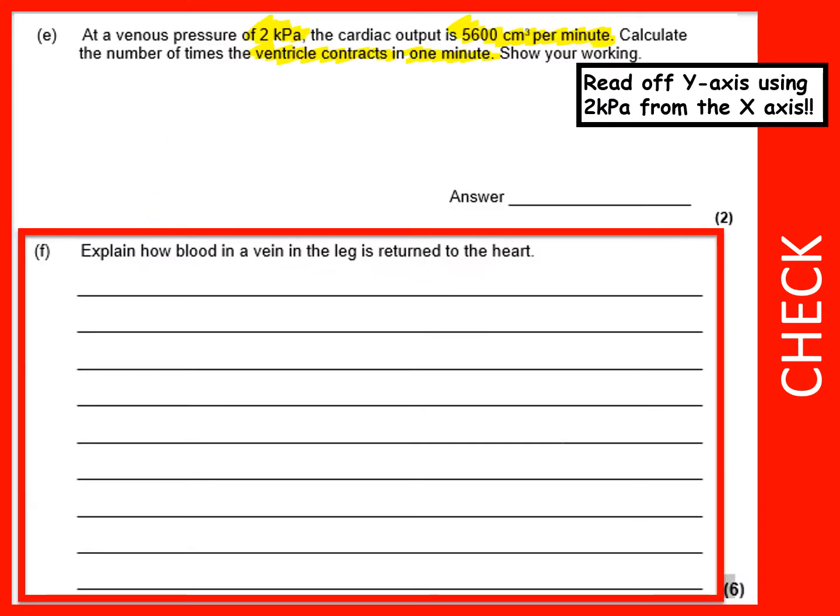So we can see that we're given the 2 kilopascals of the venous blood pressure, and we've read off the y-axis, and that's given us a stroke volume of 70 centimetre cubed. Now the question gives us the cardiac output, and that's 5,600 centimetre cubed per minute. And then it says calculate the number of times the ventricle contracts in 1 minute. So ventricular systole is a ventricle contraction, so 1 ventricular systole per heartbeat or per cardiac cycle.